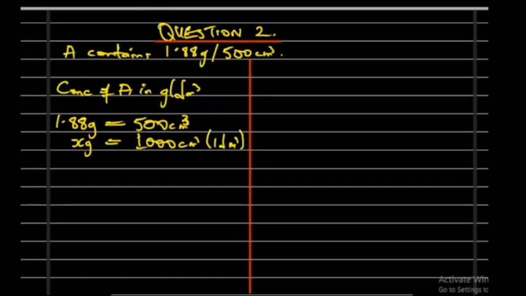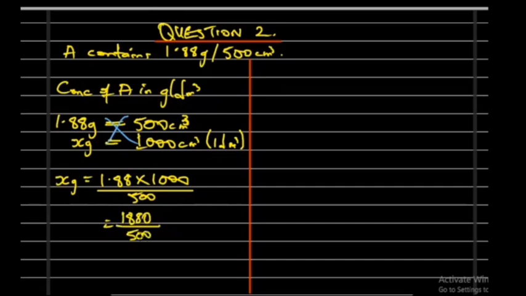All we need to do is to cross multiply. So when we cross multiply, we'll be having x grams equals 1.88 multiplied by 1000 divided by the coefficient of x there, which is going to be 500 cm³. So from that, we'll be having 1880 divided by 500, and that is going to give us 3.76 grams per dm³. So that is going to be the concentration of our acid in grams per dm³.